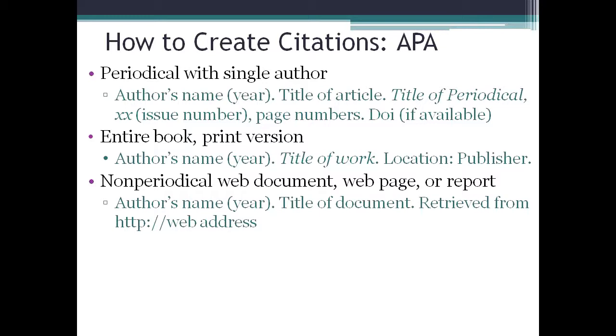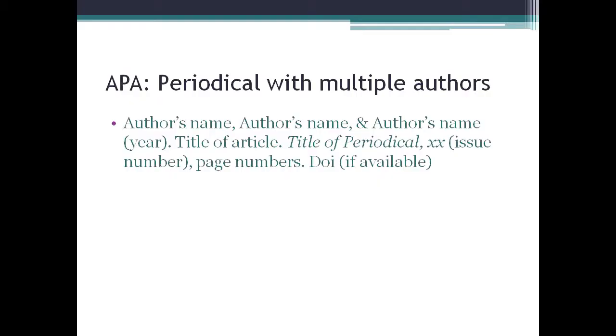And if you're doing a non-periodical web document, web page, or report, so this would be just like a website, you do the author's name in the same format, if there is an author. Then the year in parentheses, followed by a period, the title of the document, and then retrieved from whatever address you got it from. And if you're doing a periodical with multiple authors, I just included this because it can be kind of confusing, you do the author's name, followed by the first initial, middle initial, then a comma, and then you follow the same format.